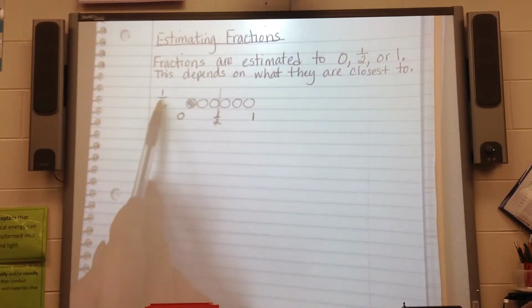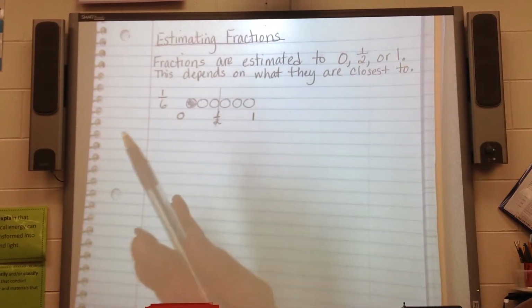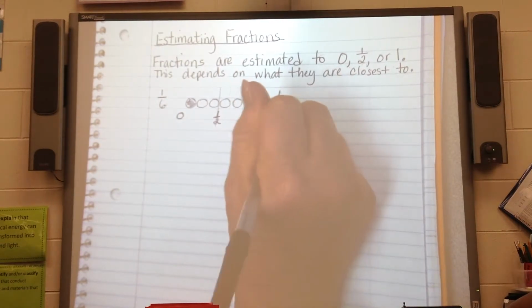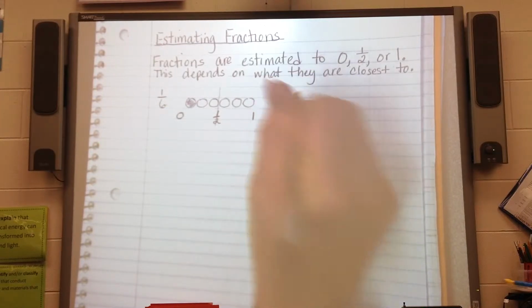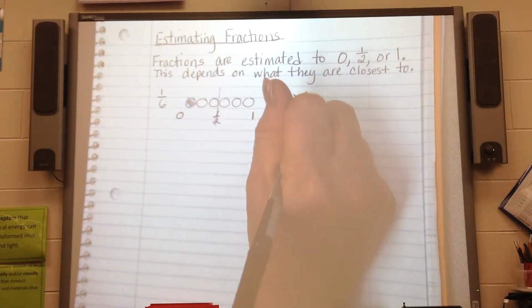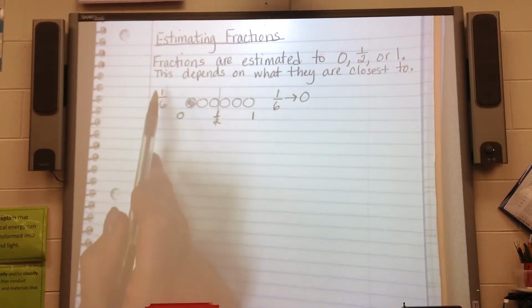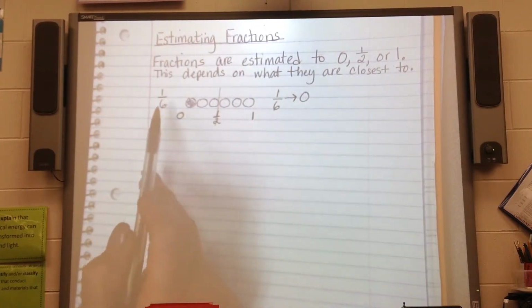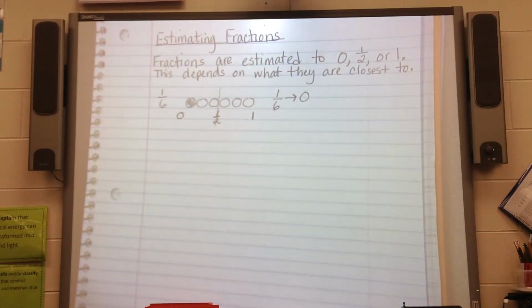So if I were going to take 1/6 and estimate it, or say 1/6 is about how much, I would say 1/6, and watch what I'm doing because I'm going to draw an arrow, I'm not putting an equal sign, is about 0. Because if I have 6 items and I only have 1 of them, I'm closest to having, actually I have none of them, I have so few of them. Okay, so when there's a 1 as the numerator in a fraction, a lot of the times we end up saying if the fraction has a 1 as the numerator, it's about 0.